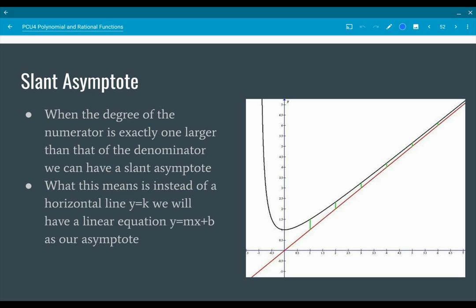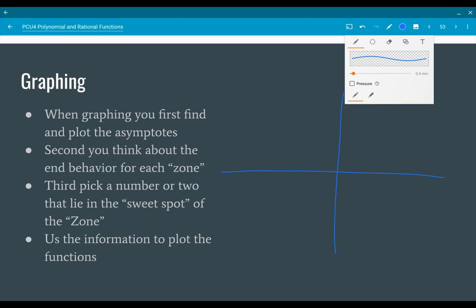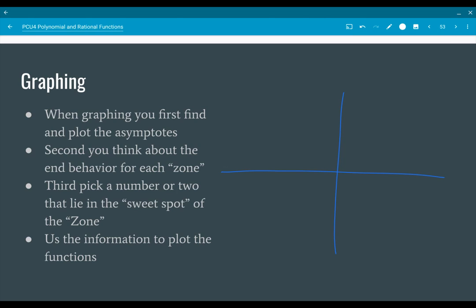Okay, so there's some more about your slant asymptote and another picture. So to finish this off, now we have to think about graphing. So the first thing you're going to do on your graph is punch in where your asymptotes are. So let's say you had one here and you had one here. Then you're going to think about the end behavior in each zone.